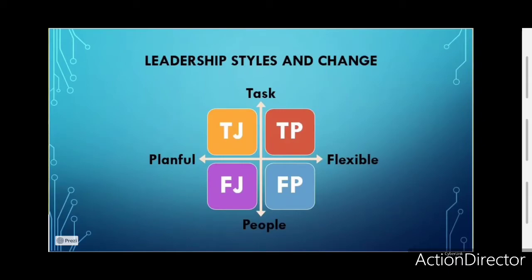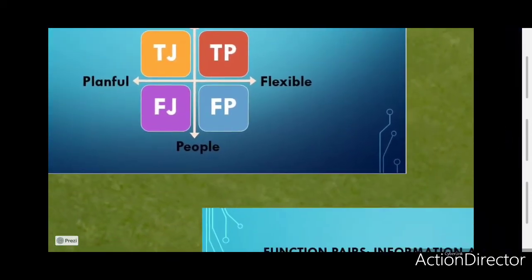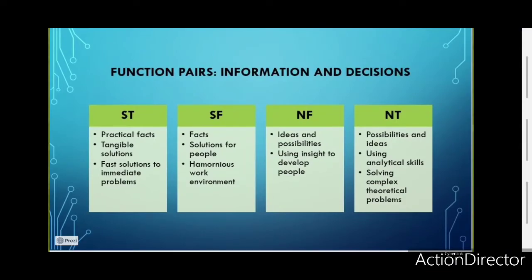This doesn't mean it's wrong. It means it's different. And then you can start leveraging that to support change, to make sure everybody's involved in the change process in their own way. That's just one example of the items you could use. The function pairs, so information and decisions. Again, that ST, SF, NF, and NT.